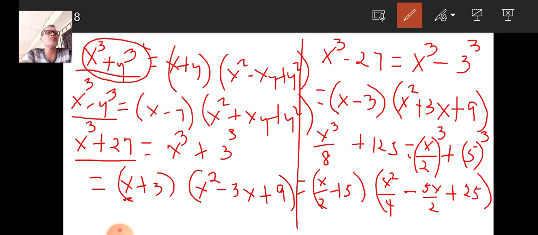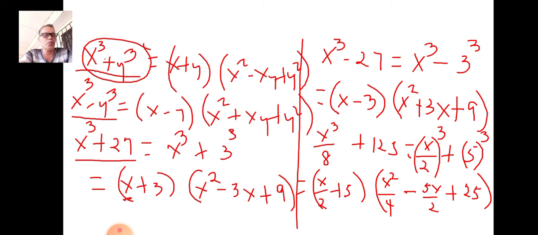So therefore the factors of x cubed over 8 plus 125 is equal to the quantity x over 2 plus 5 times the quantity x squared over 4 minus 5x over 2 plus 25. So that is on how to find the factors of the sum and difference of two cubes.